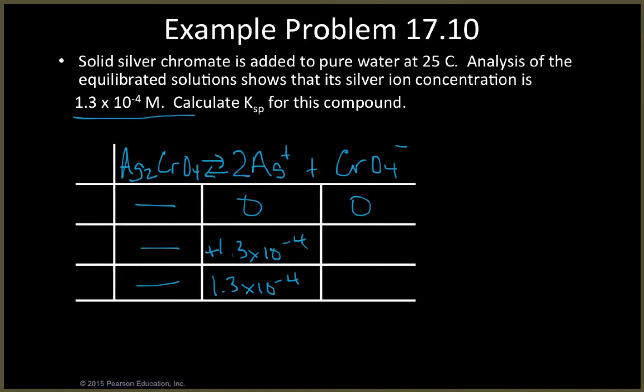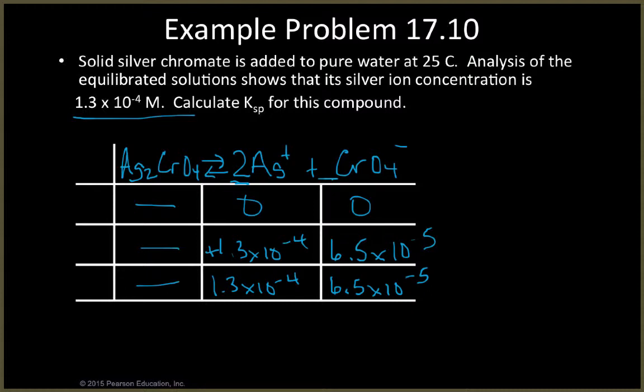And then if we look at our stoichiometry, there's 2 silvers for every 1 chromate. So that means there's going to be half as much chromate being added as this reaches equilibrium. So for our chromate concentration, it's going to be 6.5 times 10 to the negative fifth. And then we can add that, 6.5 times 10 to the negative fifth.